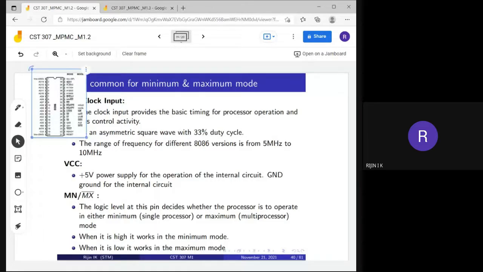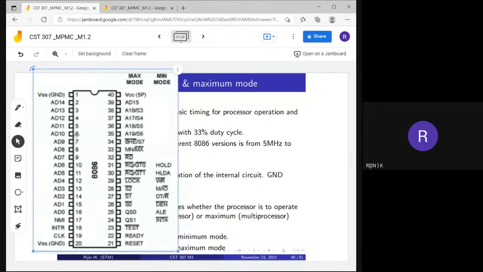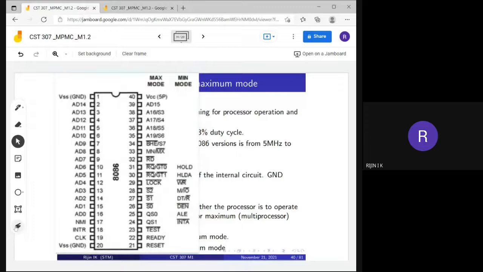So through pin 40 we give the power supply. Then two more pins are there in minimum and maximum mode, that is VSS, that is ground pin.